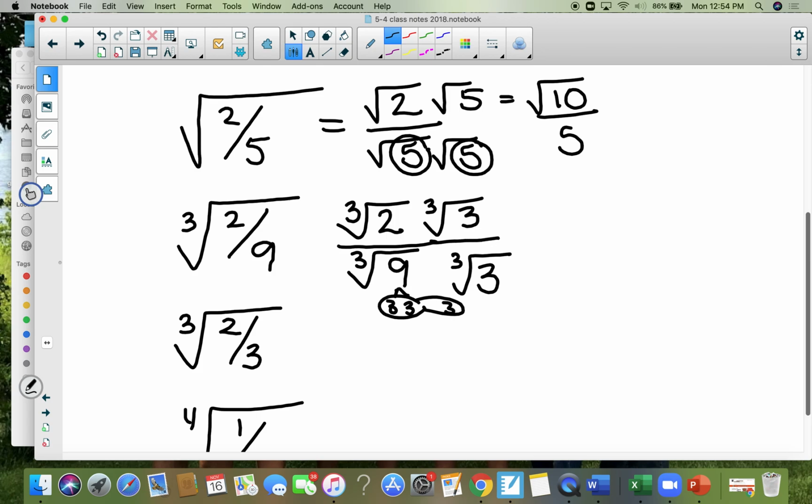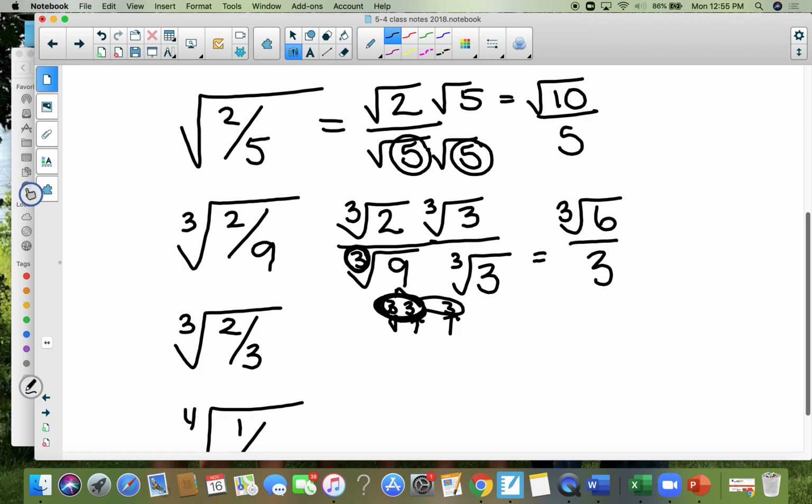I don't want to multiply by the cube root of 9. I need 3 of something. So that's 1, 2, and this extra one would give me 3, which would give me 3 down in the denominator. And the top is just going to be the cube root of 6. You always look to see how many you have, how many you need, and what you have to multiply by.